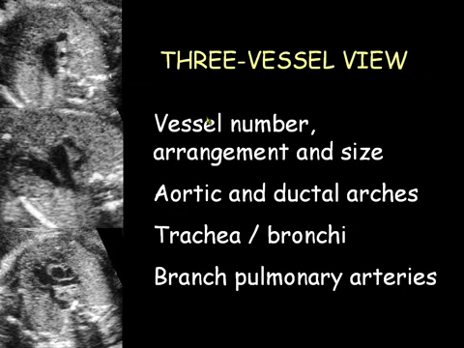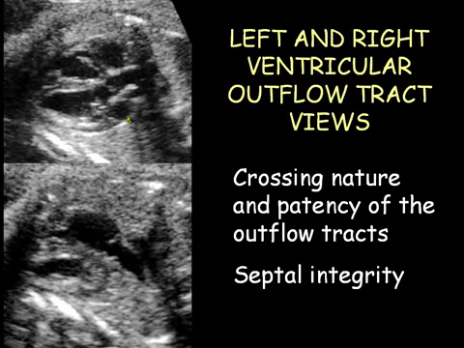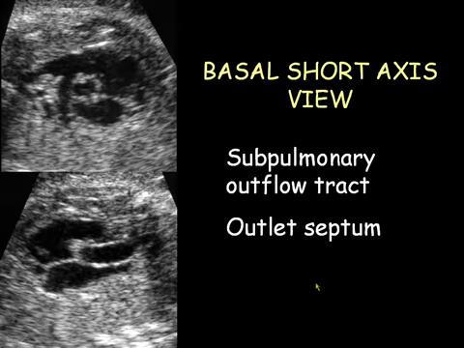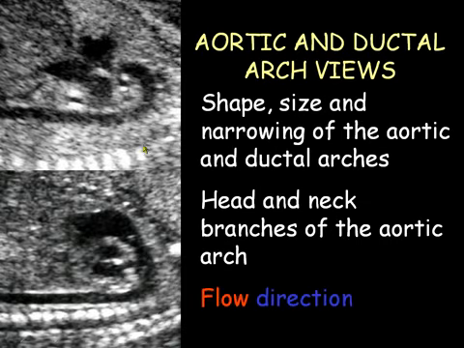The 3 vessels view, we look at the vessels, the number, the arrangement and size. We look at the aortic and ductal arch, trachea and bronchi, which I'm not the expert to look for, and the branch pulmonary arteries. The left and right ventricle outflow tract, we look at the crossing nature and patency of the outflow tracts and septal integrity. Subpulmonary outflow tract, we look at it in the short axis view. We also look at the outlet septum if there is any hypertrophy and obstruction or septal defect.